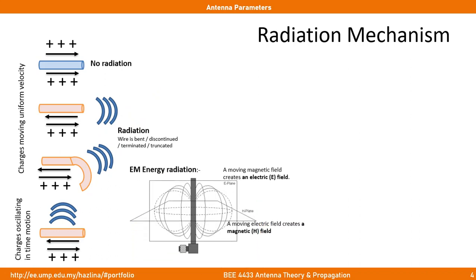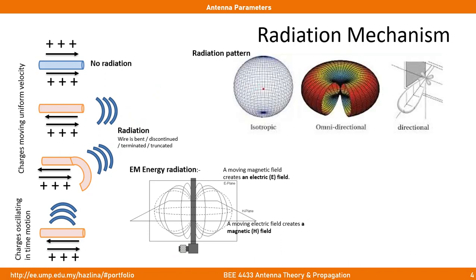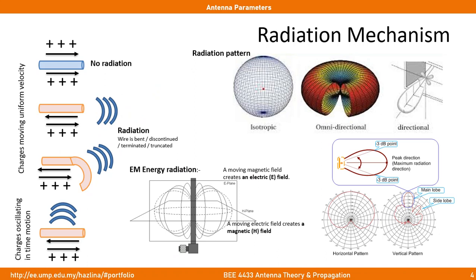A moving magnetic field creates an electric field, while a moving electric field creates a magnetic field. In general, the radiation pattern of an antenna can be classified as isotropic, omnidirectional, or directional. Descriptions of this pattern include the beam width of the lobes and its 3 decibel drop, typically termed as half-power beam width, the direction of the main lobes, and the level of the side lobes.